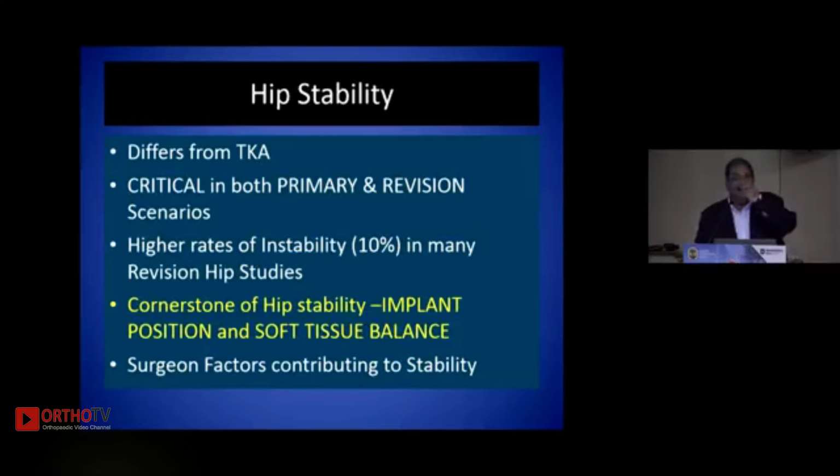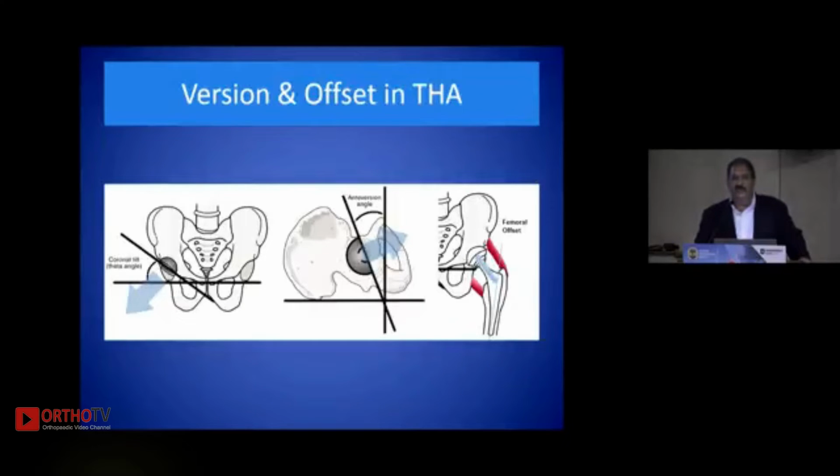Now, essentially, THR or hip arthroplasty differs from knee arthroplasty in terms of stability, and stability in hip arthroplasty depends primarily on two components: the implant position and the soft tissue balance. So, version and offset are two components which are in control of the operating surgeon, and we have to be very aware of how we restore this as much as possible.